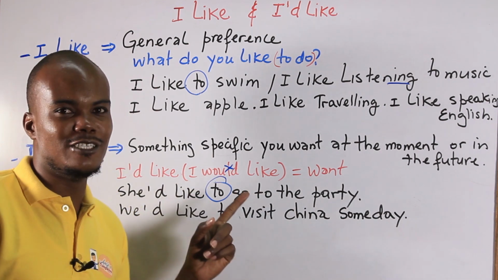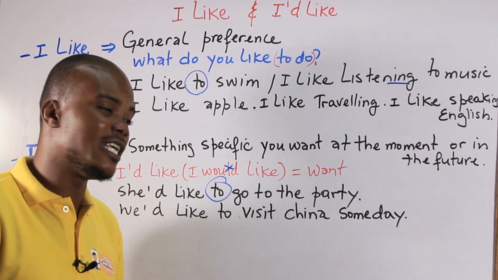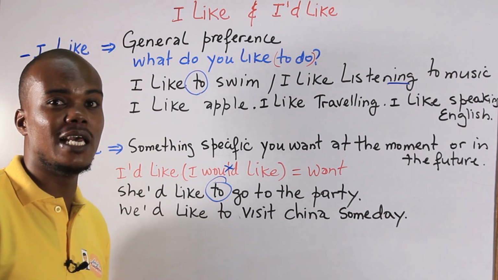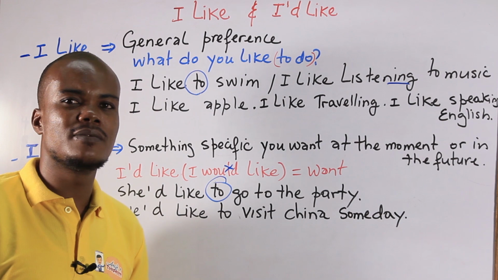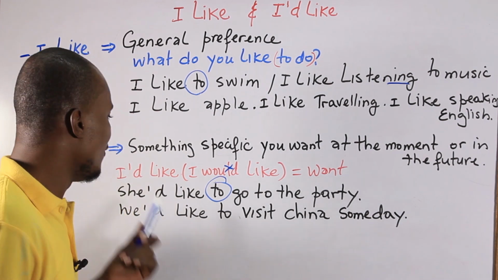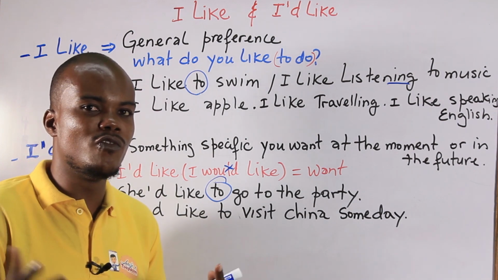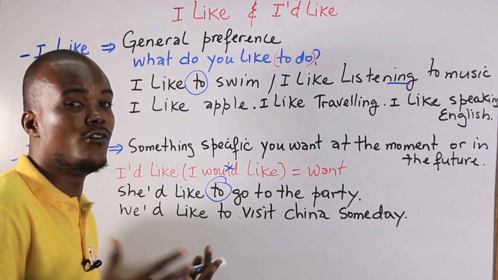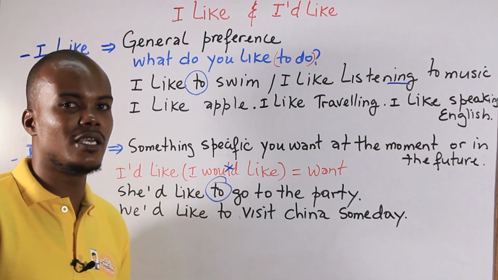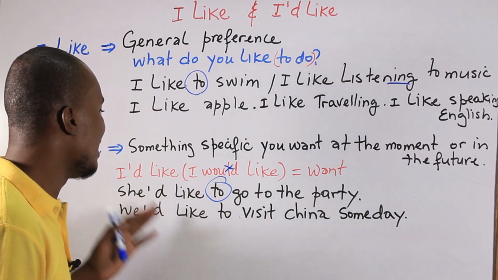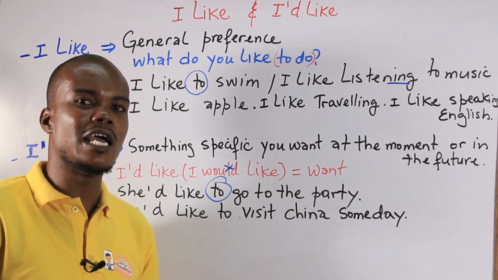Say I would. Do not say I would, say I would. I would like means I want. If you say I'd like, you say I would like. For the normal form or the correct form or the full form, you say I would like. But for the contracted form, you say I'd like. I'd like means I want.